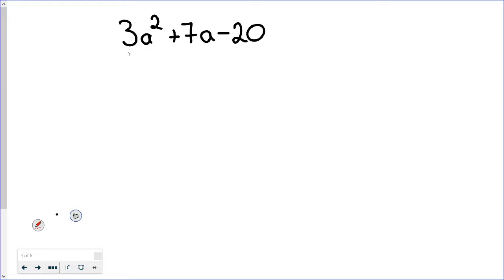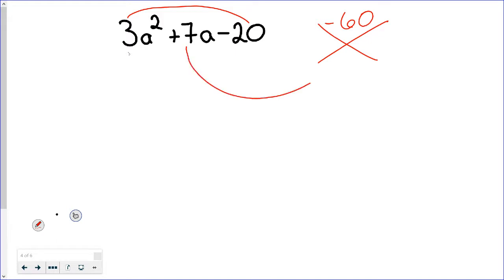Remember, the long way says we take our front number 3 and we multiply it by our back number 20. Negative 60 belongs in the top of my chunk, and then the bottom is still your b value. That middle value is 7 here. So we're getting the top number by doing the front times the back, but we're still going to try and find factors of negative 60 that add together to be 7.